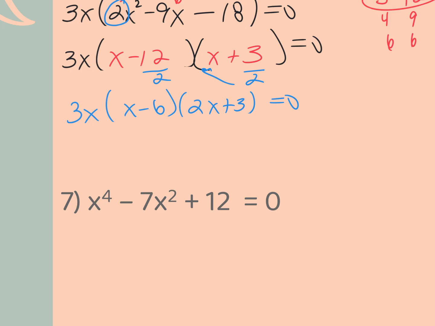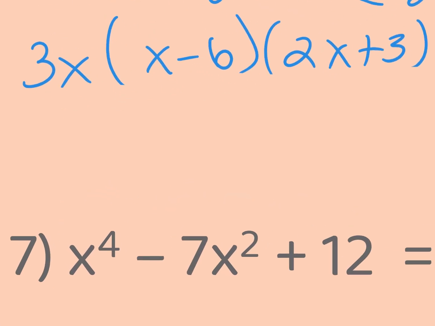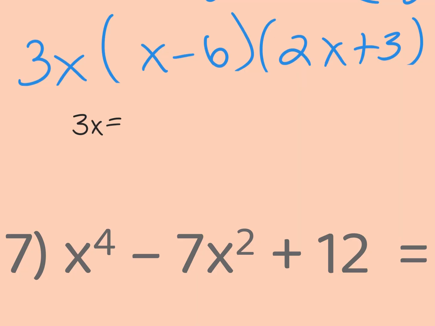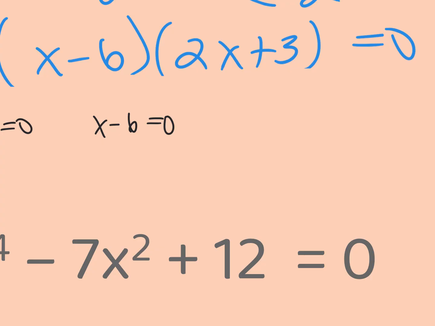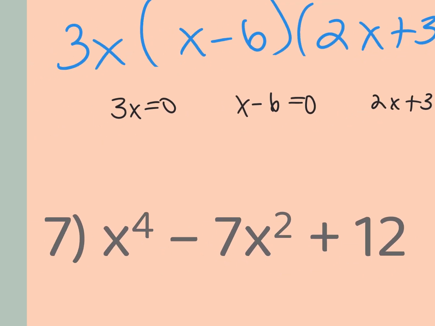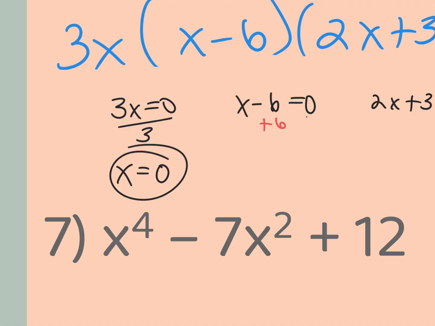I set them all equal to 0. So 3x equals 0. X minus 6 equals 0. And 2x plus 3 equals 0. So my first little equation, divide both sides by 3. And what does x equal? 0. Good. My second equation, x minus 6 equals 0. What do I do to both sides? Add 6. So x equals what number?